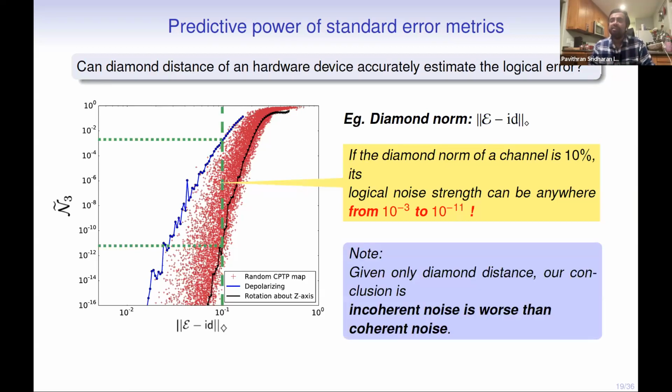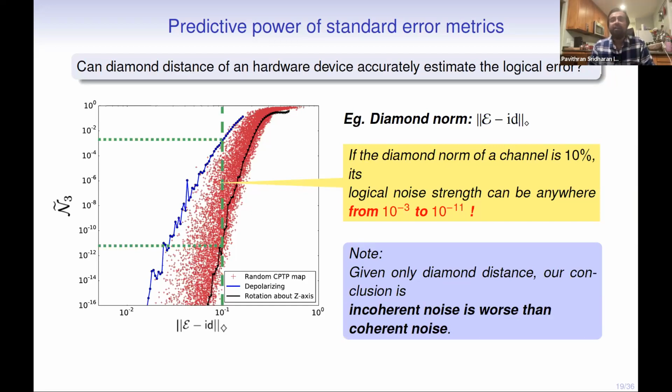And for the experts here, you might be interested in, okay, for a given physical distance, what's the best and the worst type of error you can have? It turns out that the best type of error you can have is coherent noise that actually preserves the pure state, and the worst type of error you can have is incoherent noise.